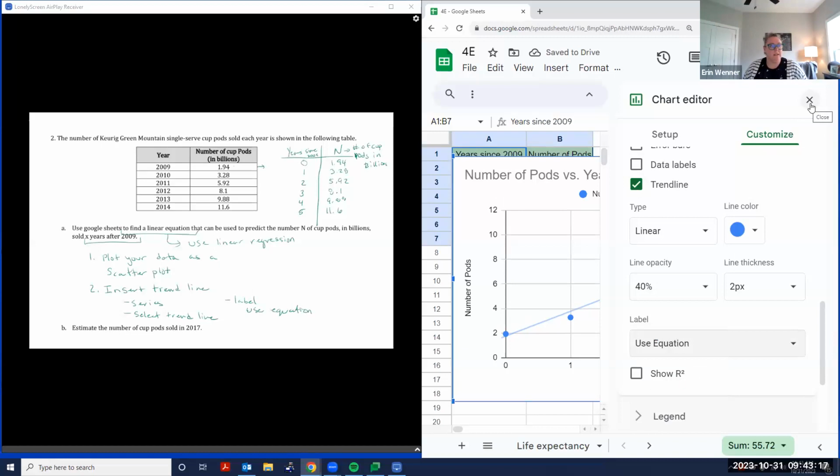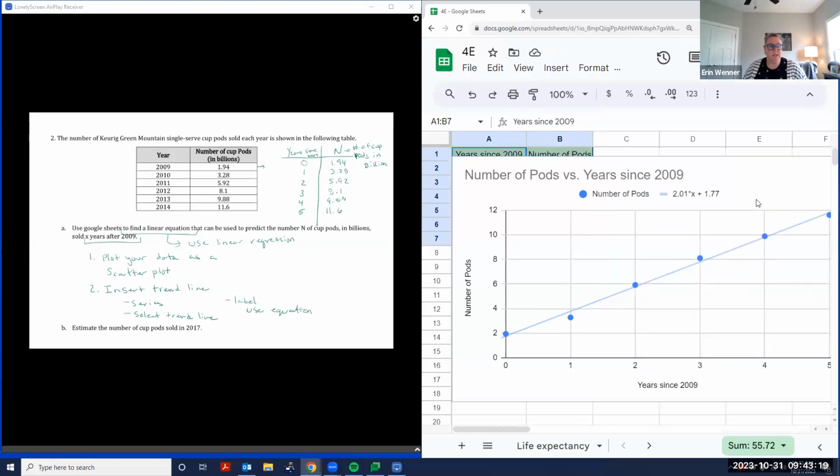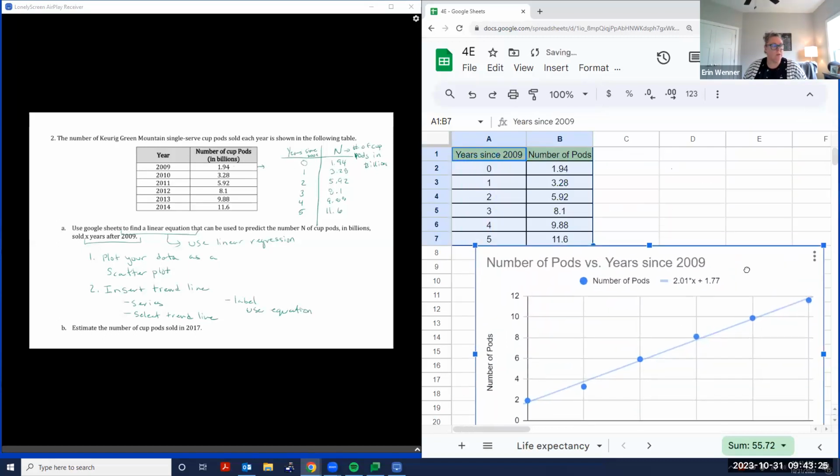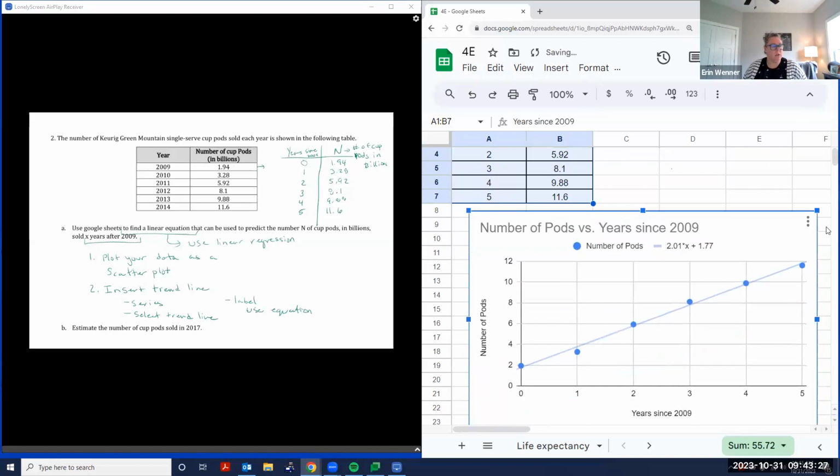So we're going to X out of this. Again, we can't see all these pieces because I have it blown up. But once I X out of the window in order to adjust our data, we can now see our graph. Okay, so you can see we've got the trend line moving through. This looks relatively linear, and we have an equation that comes up.